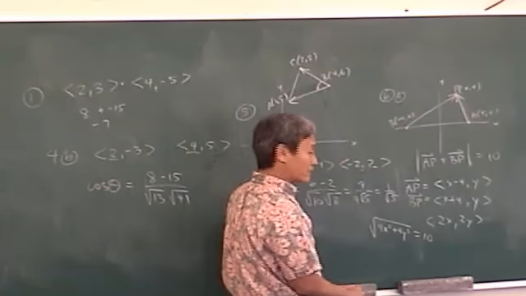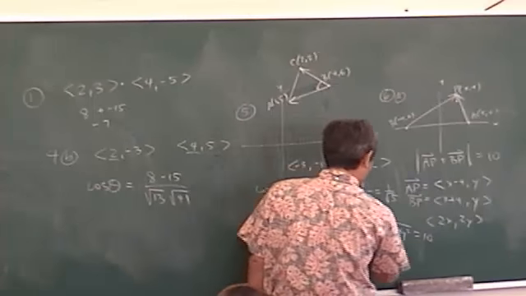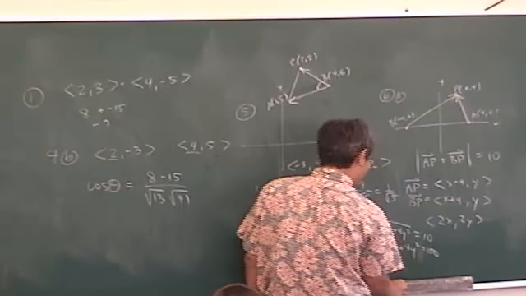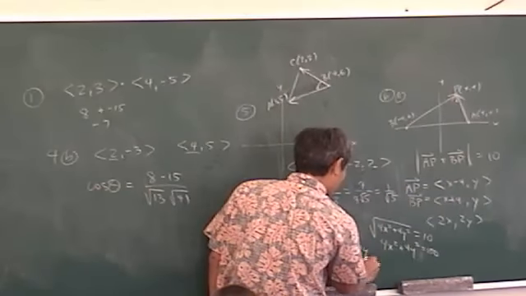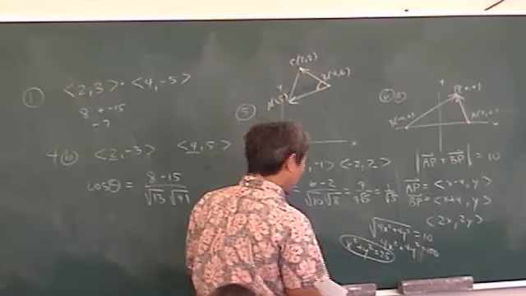What is this an equation of? Okay, some of you don't recognize it. Square both sides. 4x squared plus 4y squared equal 100. Divide by 4. X squared plus y squared equal 25. Now we recognize that as a circle.